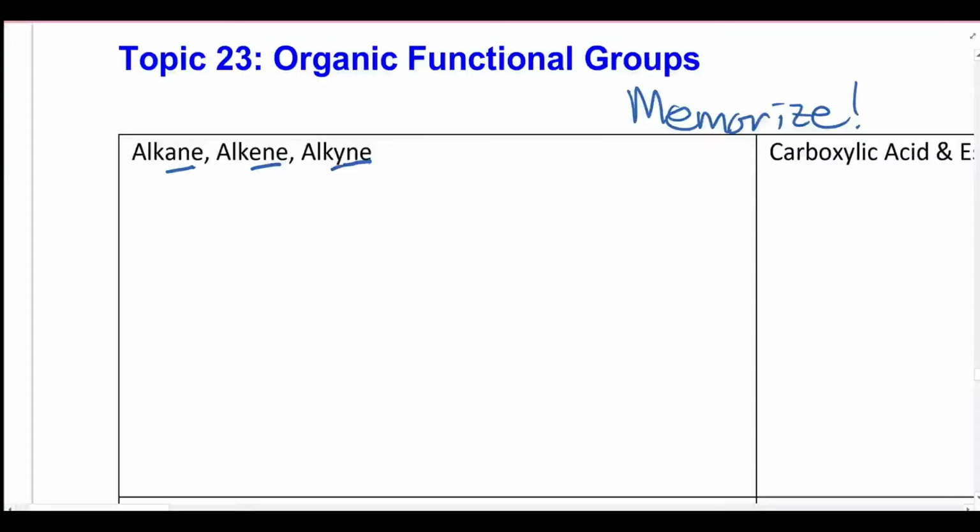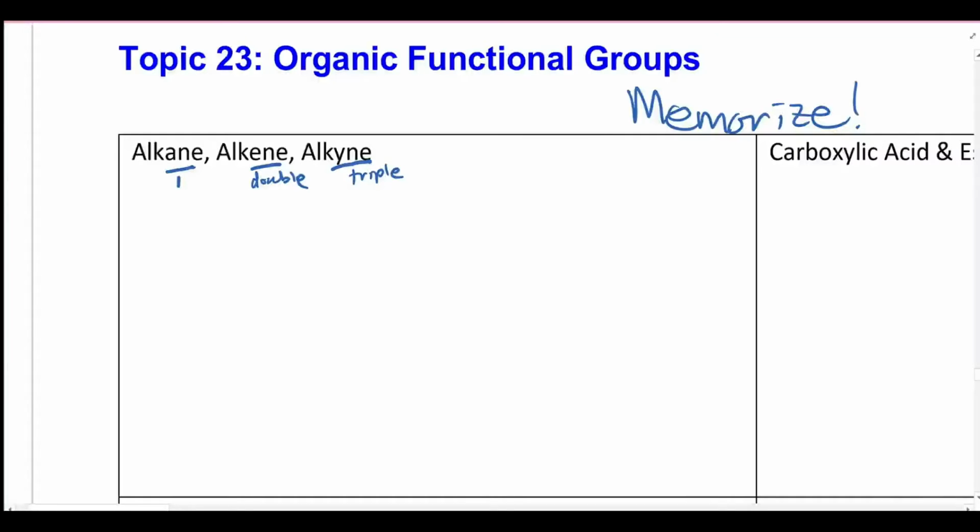an alkene and an alkyne with a Y. It simply means that in an alkane, all of the carbon bonds are single bonds. When you have a double bond, then we're going to call it an alkene. And the last one, when we have a triple bond, we're going to call it an alkyne.